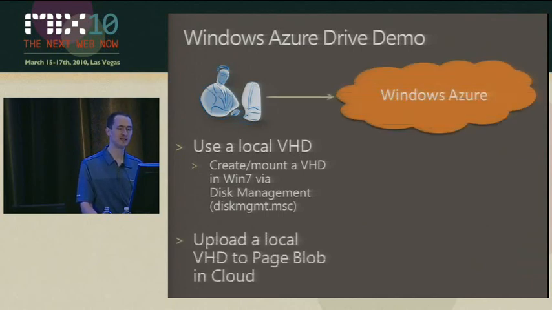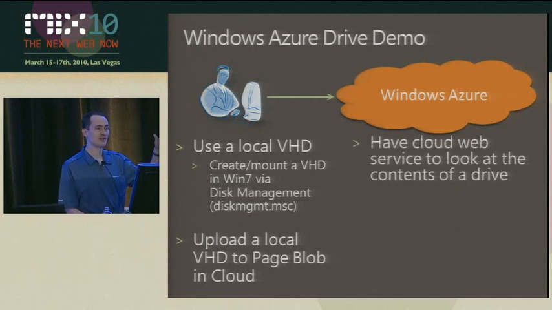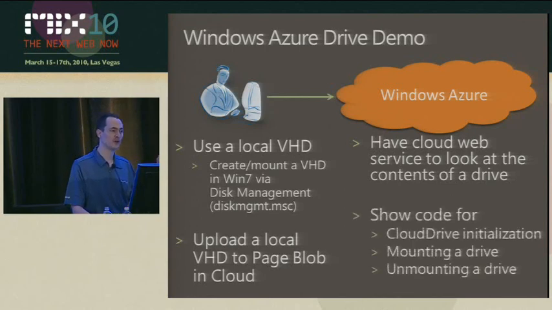We're going to put some content in it, and then we're going to upload it into the cloud. Got it all hooked up to the internet. So let's see if this works. Then we're going to actually show running a simple Windows Azure service to look at the contents of that drive. The service is going to allow us to list the drives that we have in our blob account, as well as look at the contents of it. And in doing this, I'll show the code for doing cloud drive initialization, mounting the drive, and unmounting the drive.